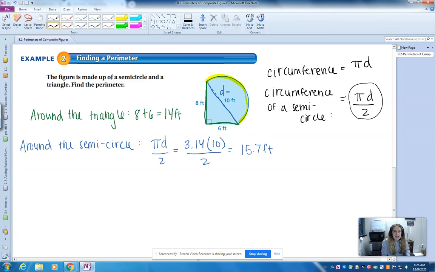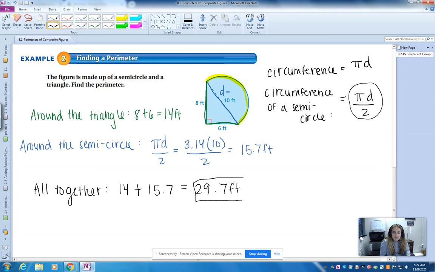Now, my final step in order to find the perimeter of this whole shape is to combine them all together. I know that my perimeter around the triangle is 14 feet. Then I'm going to add that with the circumference of the semicircle, which is 15.7 feet. That's going to give me 29.7 feet for my perimeter. All right, so that is how we find the perimeter of composite figures. Make sure you have all these notes down in your math composition notebook, and we will get started on the assignment tomorrow in class. Thanks for watching.